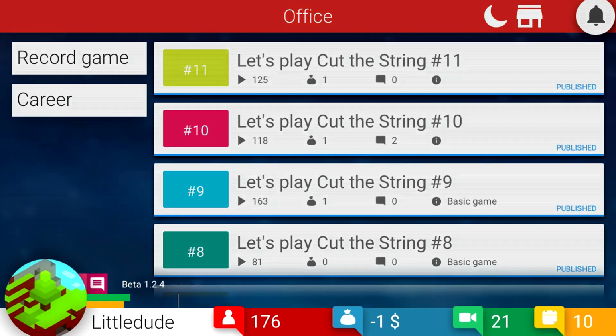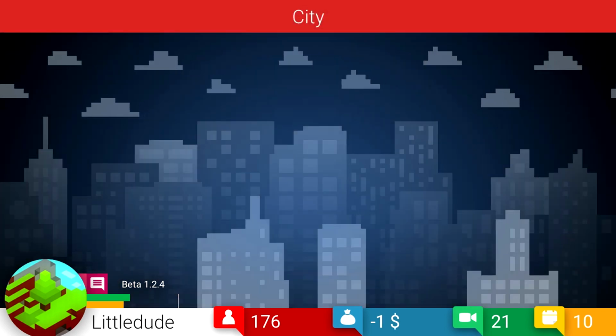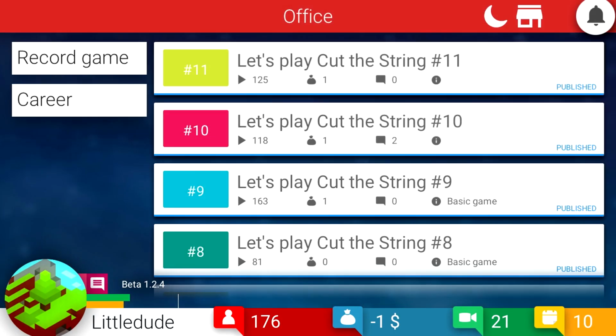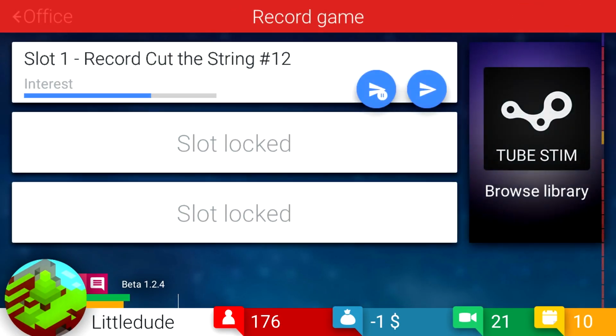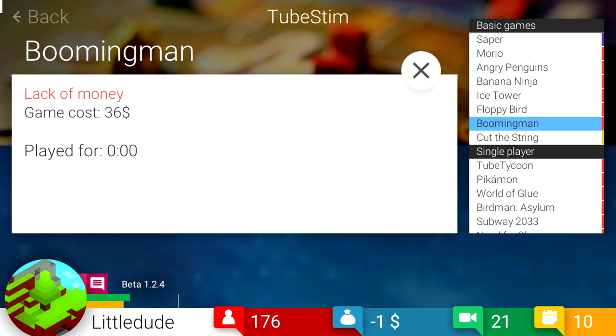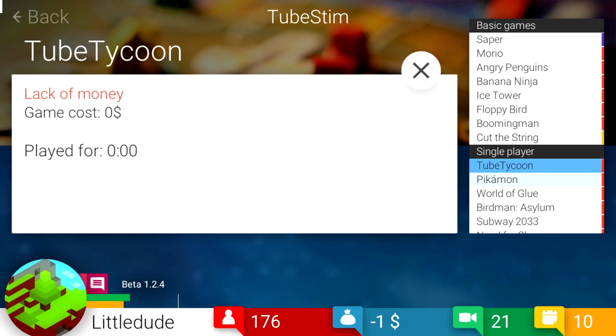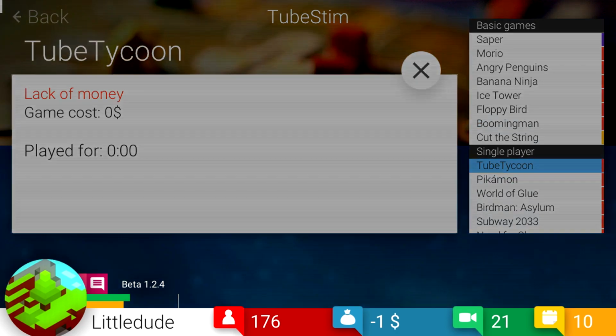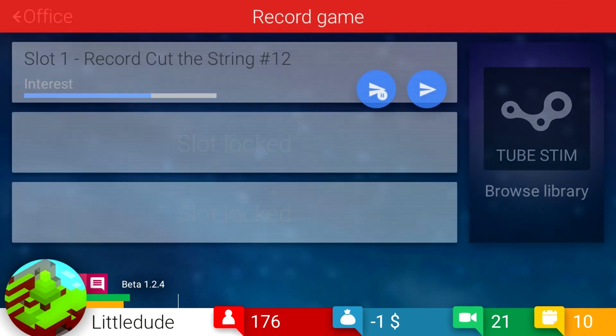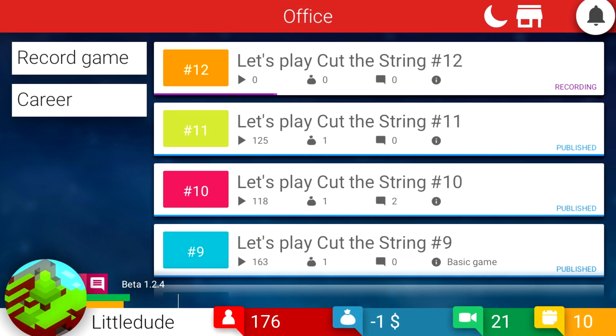Right, let's go to Tube Stim and Tube Tycoon. I need $0, so let's record one more game and see if we get any money. If we do get any money, we can get Tube Tycoon inside of Tube Tycoon.